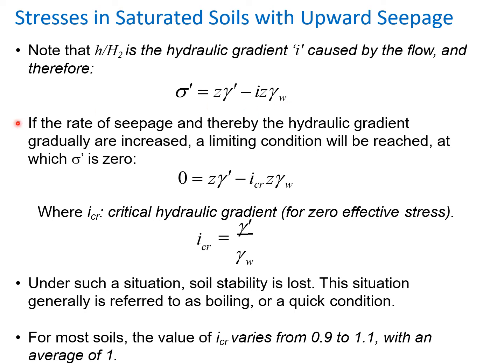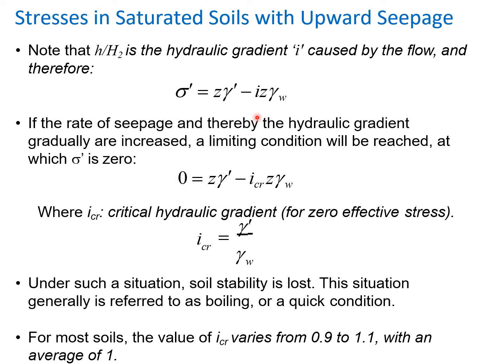If the rate of seepage and thereby the hydraulic gradient are gradually increased, a limiting condition will be reached at which sigma dash is 0. Effective stress becomes equal to 0. This is a very important point. I will repeat, if the rate of seepage and thereby the hydraulic gradient are gradually increased, a limiting condition will be reached at which sigma dash, that is the effective stress, is 0.